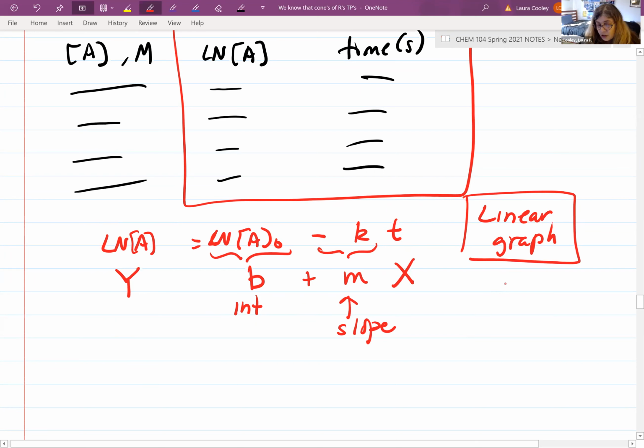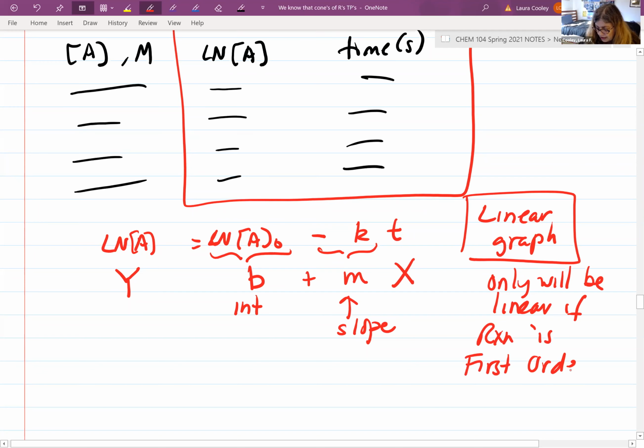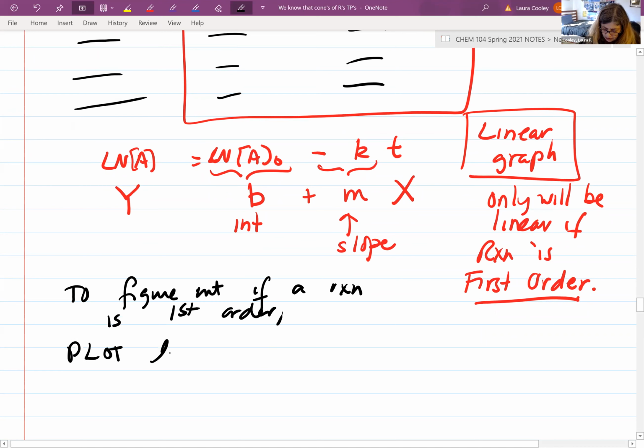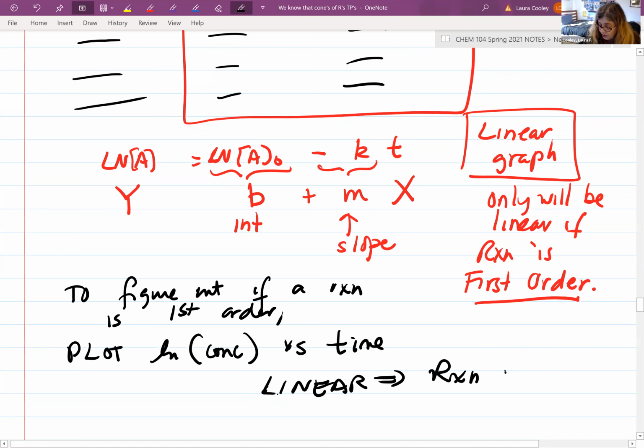And I will tell you that it will only be linear if the reaction is first order. So this is actually a way to figure out if your reaction is first order. To figure out if a reaction is first order, plot the log of the concentration versus time. If it is linear, it means the reaction is first order.